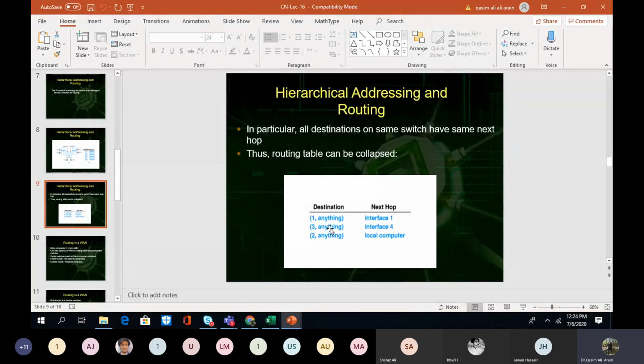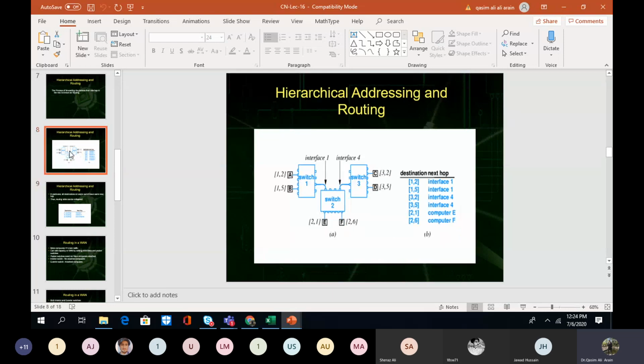3 comma anything, your next hop would be interface 4. 2 comma anything, your interface would be your local computer. Now what is anything? Anything is something like your 2 and 5. These are the ports through which you are connected with that particular switch.